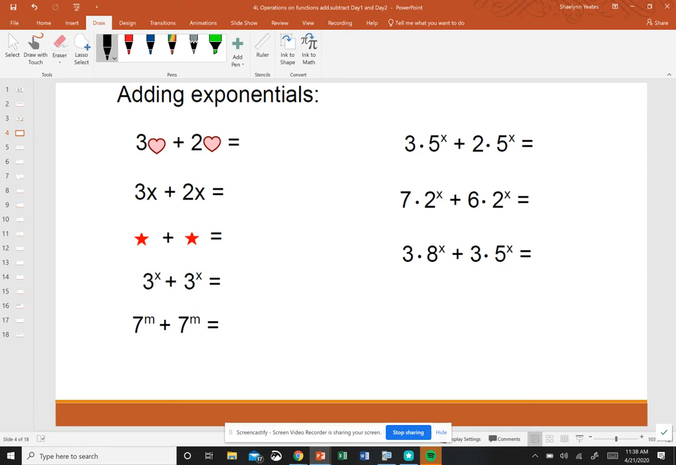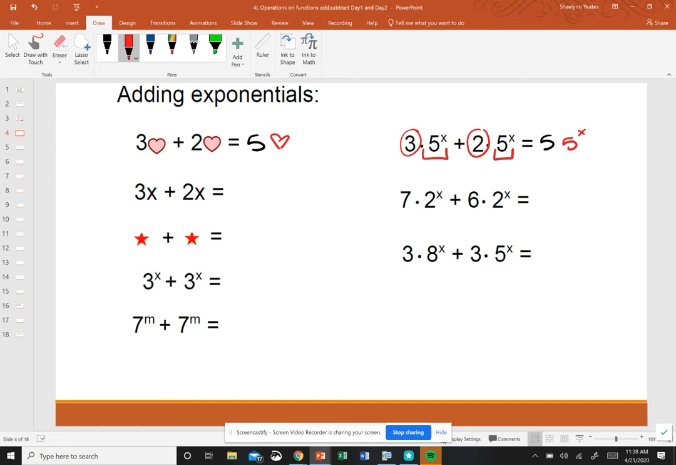All right, so right here, we're going to think about adding exponentials. So if I have 3 hearts plus 2 hearts, how many hearts do I have? You're right, I have 5 hearts. That's kind of cool. All right, this is the same idea. If we have 3 5 to the x's and we have 2 5 to the x's, then we have 5 5 to the x's. Notice that the 5 to the x's does not change, but we are adding the 3 and the 2 because it's the same thing.